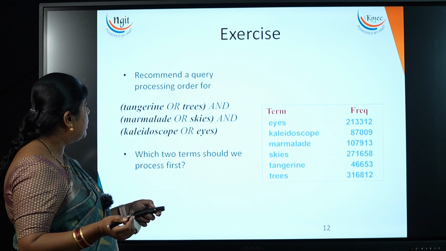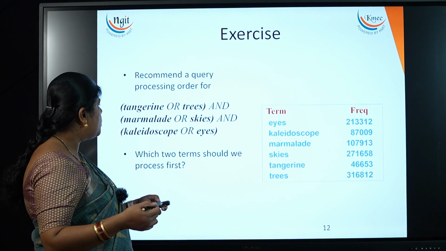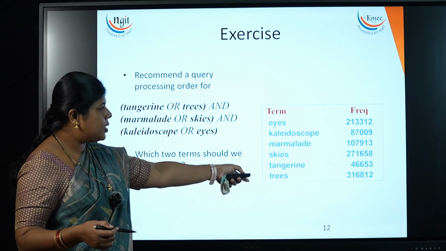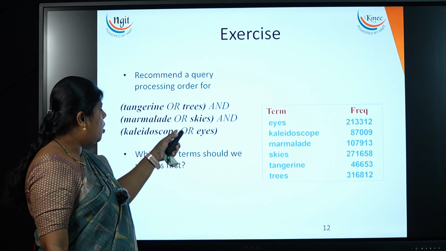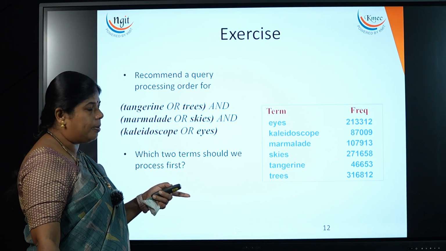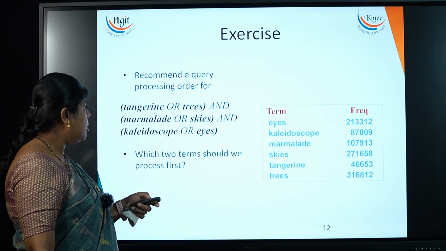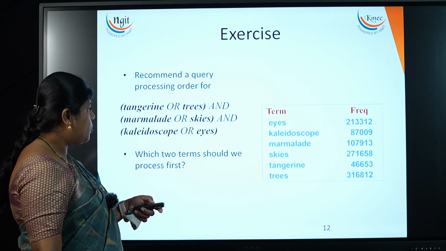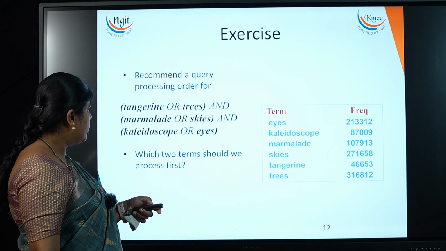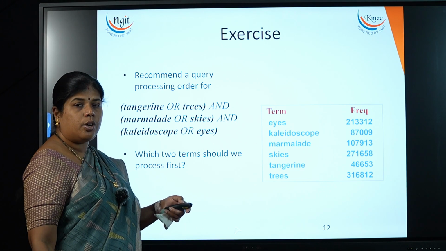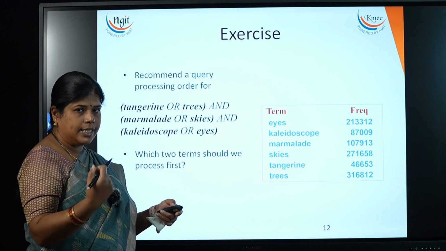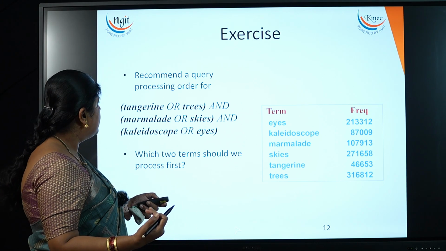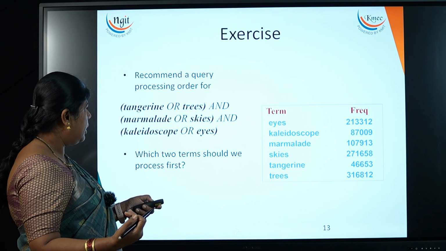Now here is one exercise in which these are the terms given and these are the document frequencies. Then try to find out the terms joined by OR, which are again joined by AND. Now, which two terms should we process first, that is the question here. It is based on the smaller frequency, because if the frequency is smaller you can retrieve those documents faster. That is the main aim here.